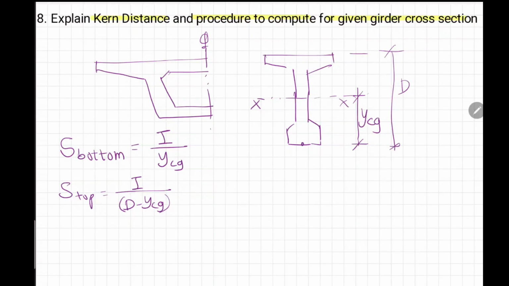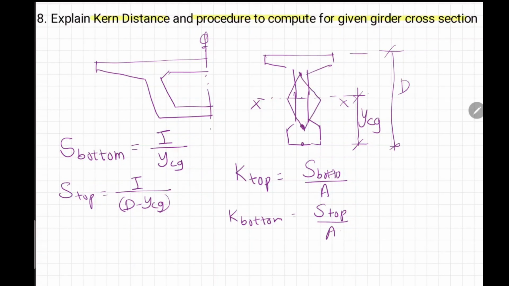So once I know the section modulus, the Kern distance, the top Kern distance K top, equals S bottom over area, and K bottom equals S top divided by area. You may be curious to know why. The Kern distance is the extreme point where, if you apply the compressive force, it will not generate any tension at the top.